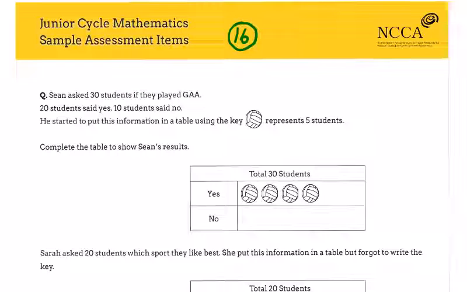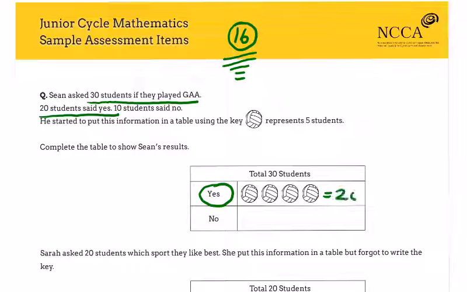Here we have assessment item number 16. You're guaranteed to get one of these symbol questions in the Junior Cert this summer. Sean asked 30 students if they played GAA. 20 students said yes, 10 students said no. Here's yes equals 20, so no equals 10. So that's half. So we'd have to have 2 footballs.